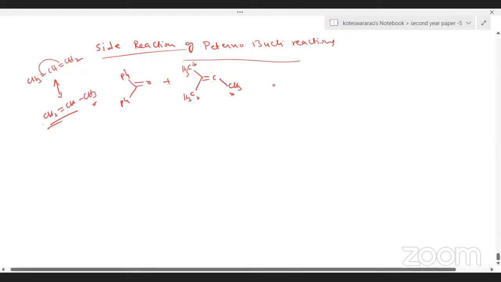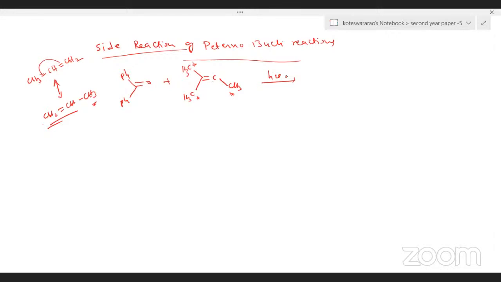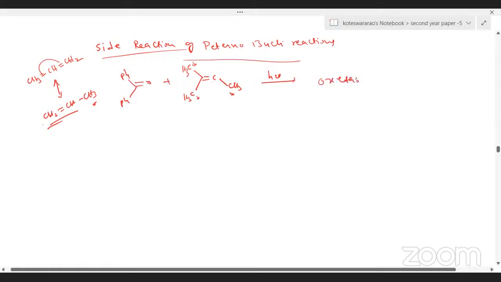Now this mixture is irradiated with light. After several excitations, the benzophenone reaches the triplet energy state, which collides with the 2-methyl-2-butene, leading to the formation of 64% of oxetane. The oxetane product percentage is 64%. This is the Paterno-Buchi product.